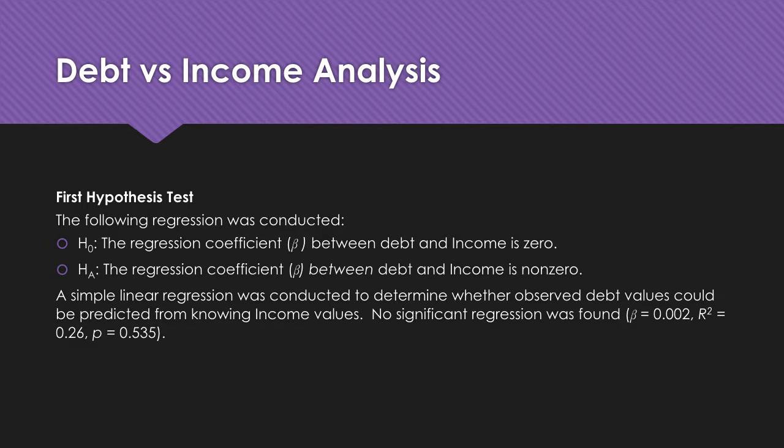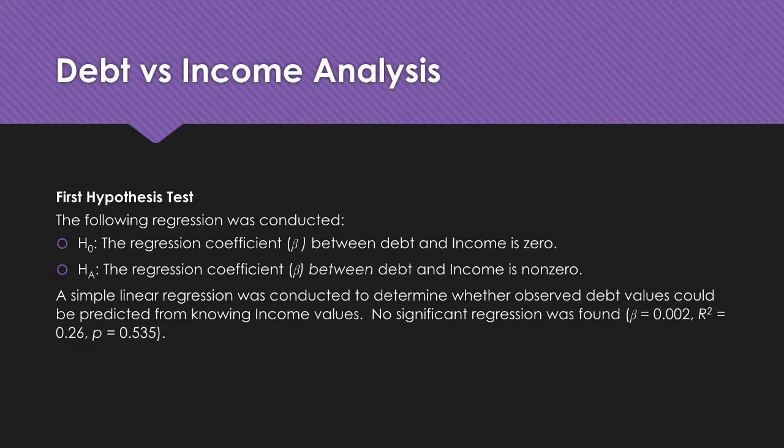After performing the test and inputting our data in our PSPP software, the results were generated. As a result, a simple linear regression was conducted to determine whether the observed debt values could be predicted from knowing the income. So based on the income that we have, is it possible to estimate or predict the debt values? Based on the results collected, beta was 0.002, r squared, which is the coefficient of correlation squared, is 0.26, and the p-value is 0.535. So based on that, we had to conclude that there was no significant rejection found on this test.